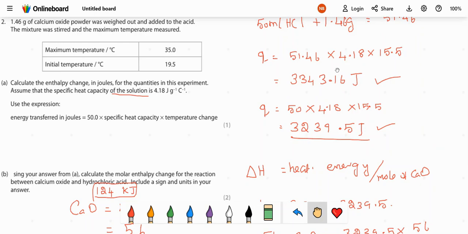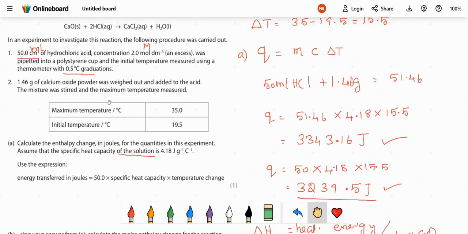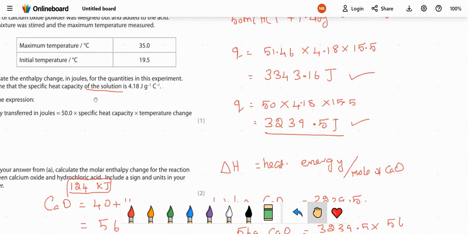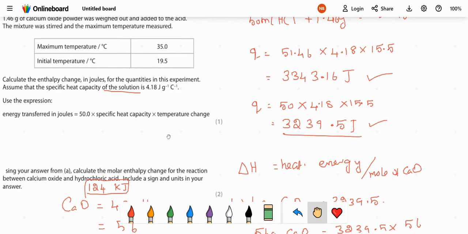So you can use 51.46 as well as 50. Actually, 51.46 will be the exact one. But they are asking us to take it as 50 itself. Even though they are adding 1.46 gram of calcium oxide after taking 50 ml of hydrochloric acid, they have taken it as 50. That may be considered as the solution having a lesser density, so that it may have a 50 gram weight. Even 51.46 ml of the solution may equal 50. That data they didn't give, but simply they are asking us to take 50 gram.